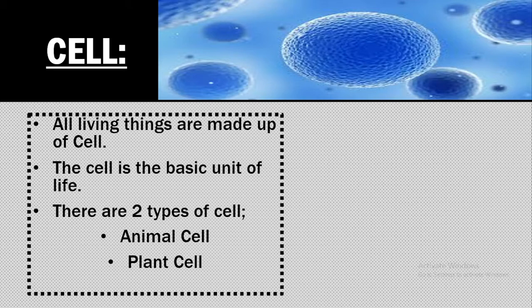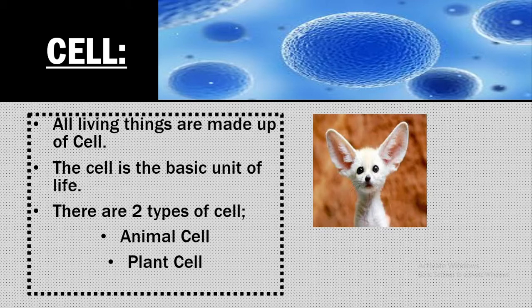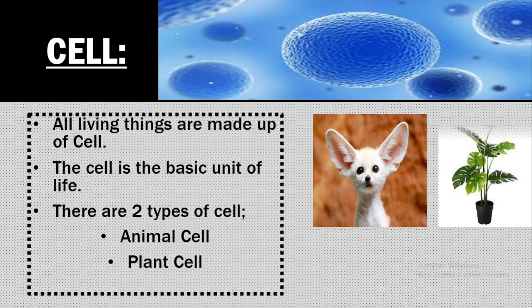We can see the cell with an instrument called a microscope. There are two types of cells: one is the animal cell and the second is the plant cell. All animals and human beings are made up of cells, and the cell is the basic unit of life. And all plants are made up of plant cells, and they can do different jobs.